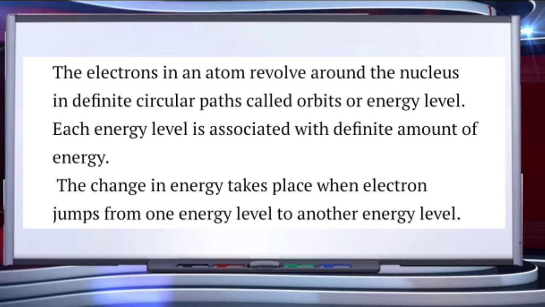The electrons in an atom revolve around the nucleus in definite circular paths called orbits or energy levels. The energy level is associated with a definite amount of energy. The change in energy takes place when an electron jumps from one energy level to another. So children, this was the model proposed by Niels Bohr, and this is the most accepted model till date.